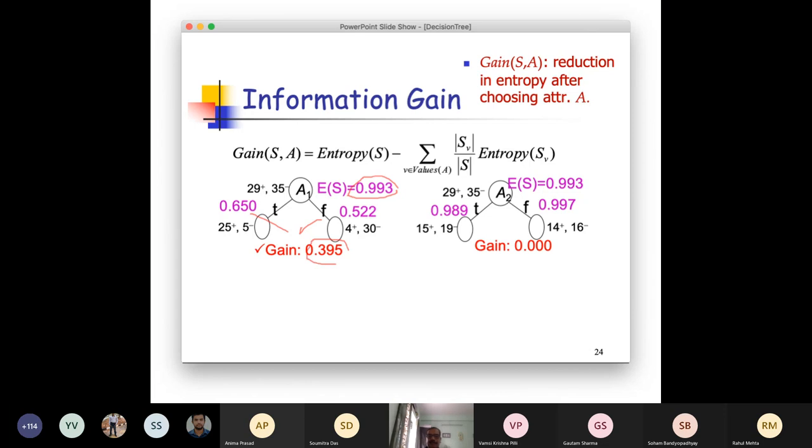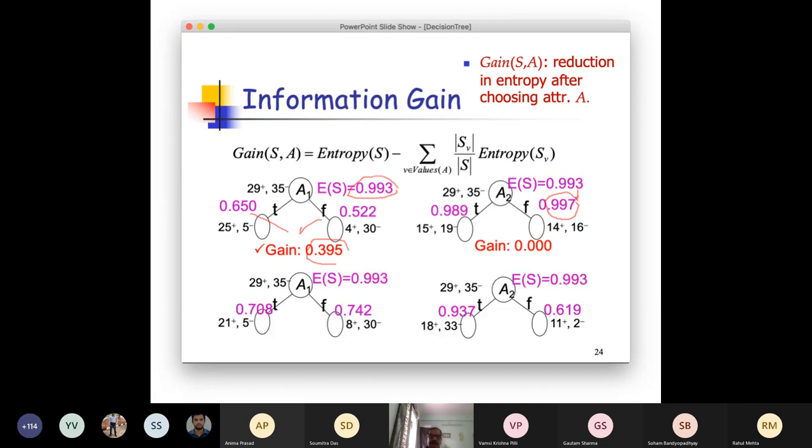But if you take the weighted average of these two, you can see here also this entropy, in fact, becomes higher than the parent. But if you take the weighted average, incidentally, they remain the same. So the gain is 0, right?